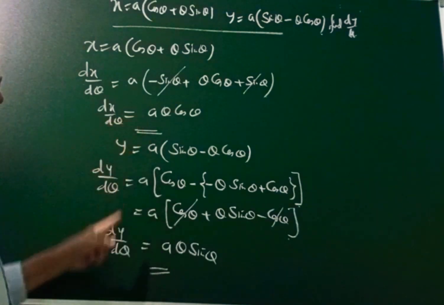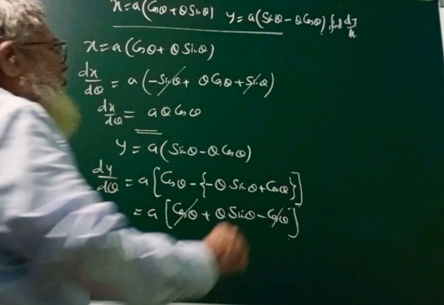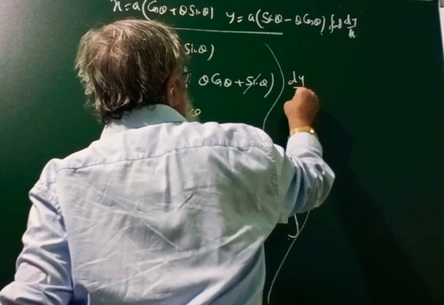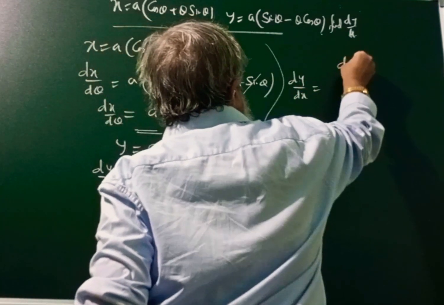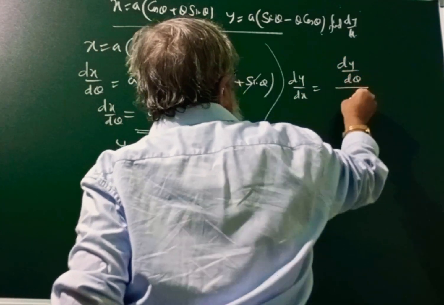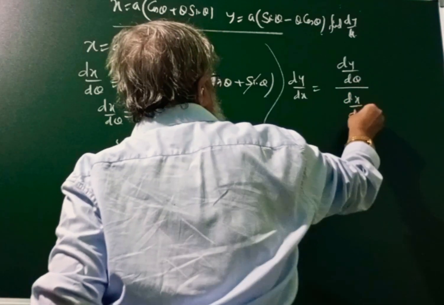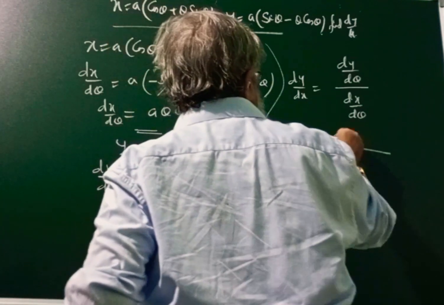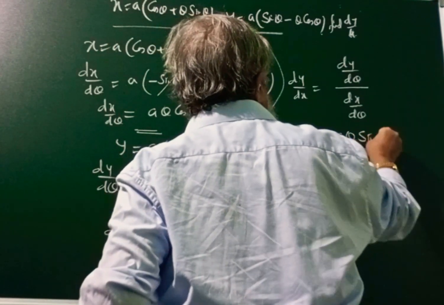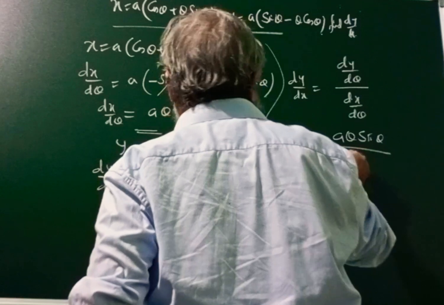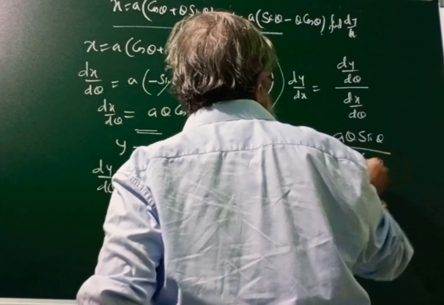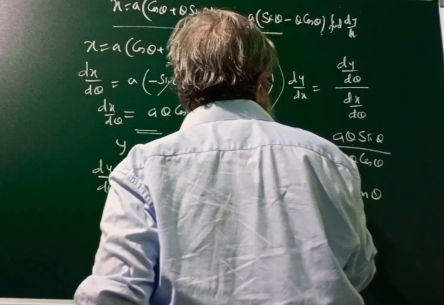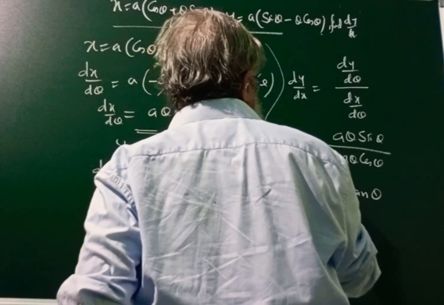We have dx by d theta and dy by d theta. Applying the formula, dy by dx is equal to dy by d theta divided by dx by d theta. That can be written as a theta sin theta divided by a theta cos theta, which is equal to sin by cos, that is tan theta, the value of dy by dx.